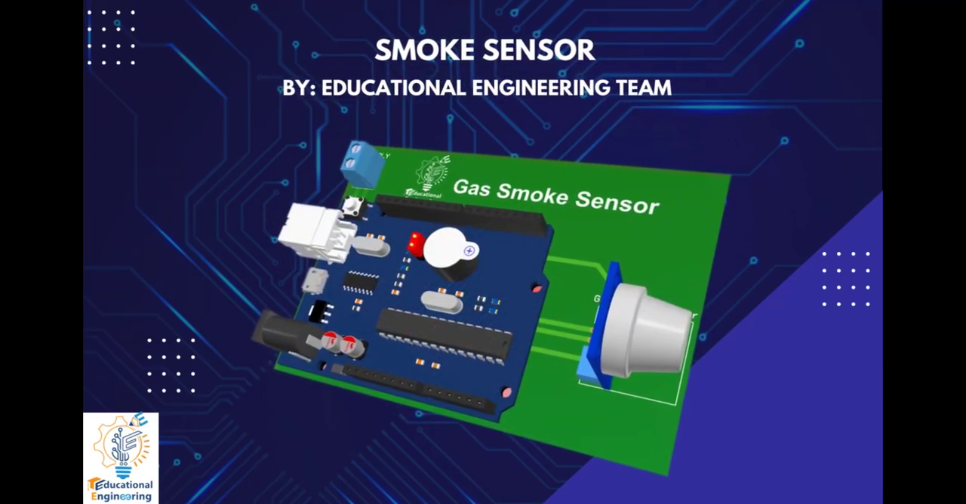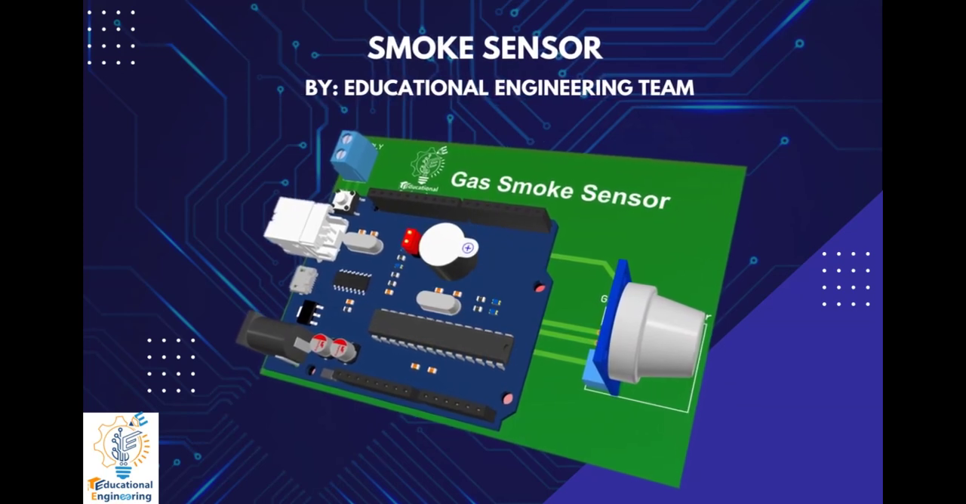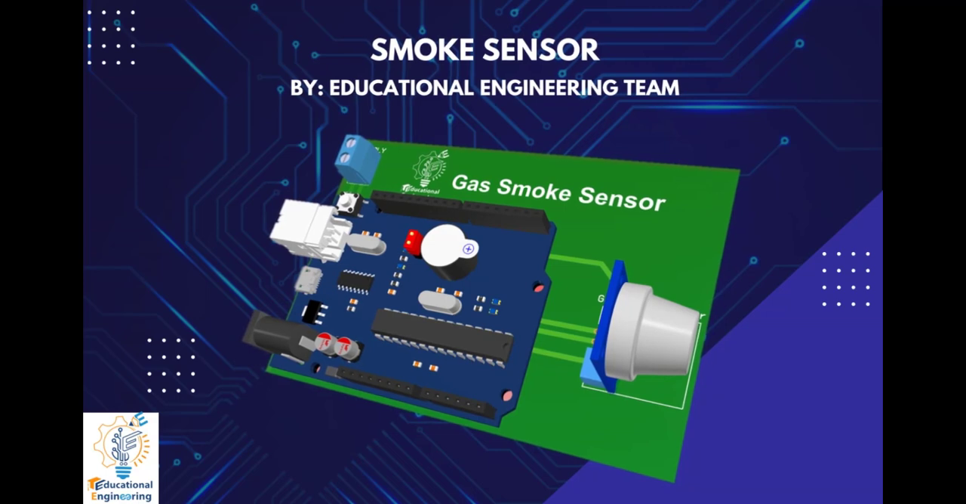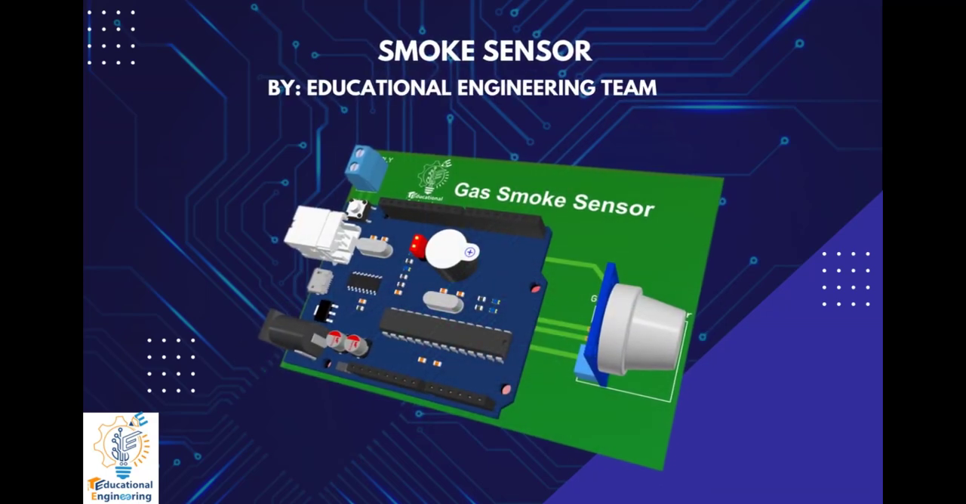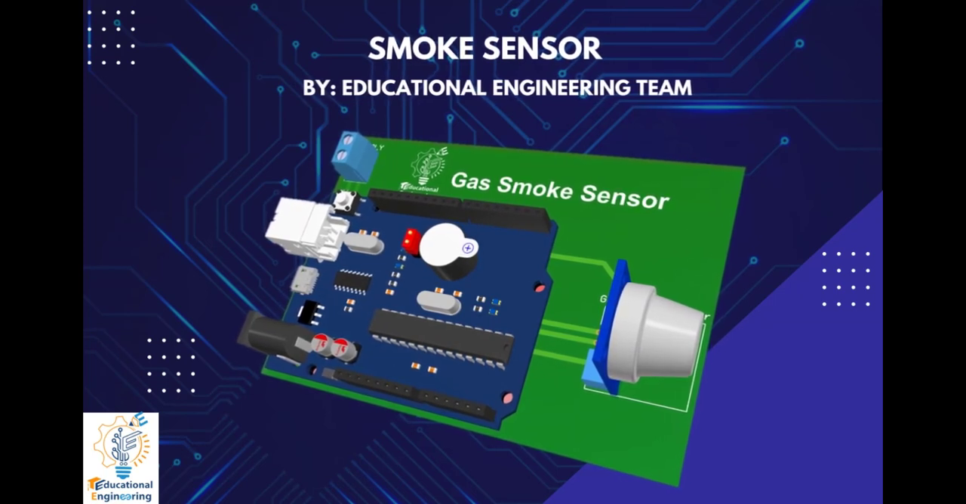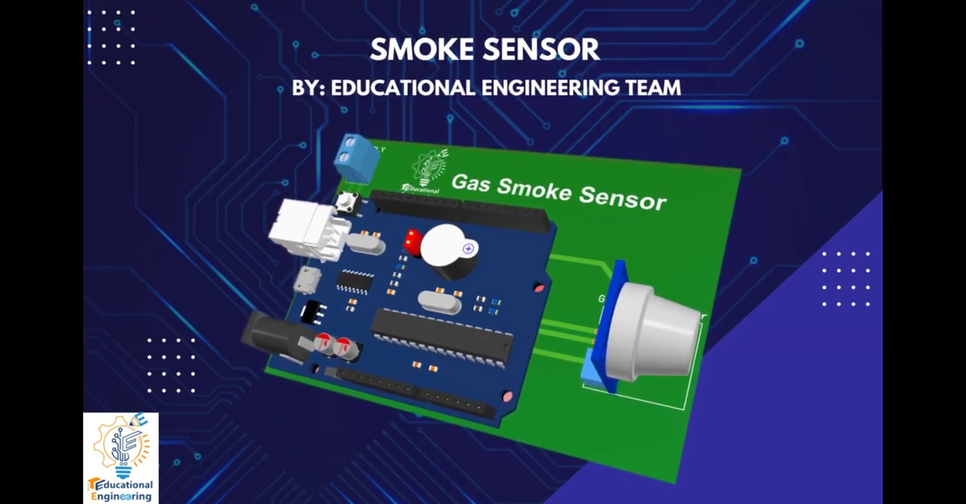MQ2 gas sensors are employed to effectively detect smoke, alcohol, LPG, carbon monoxide, and many more in the environment. This inexpensive device can be used in offices and industrial automation to warn about smoke if it ever occurs.